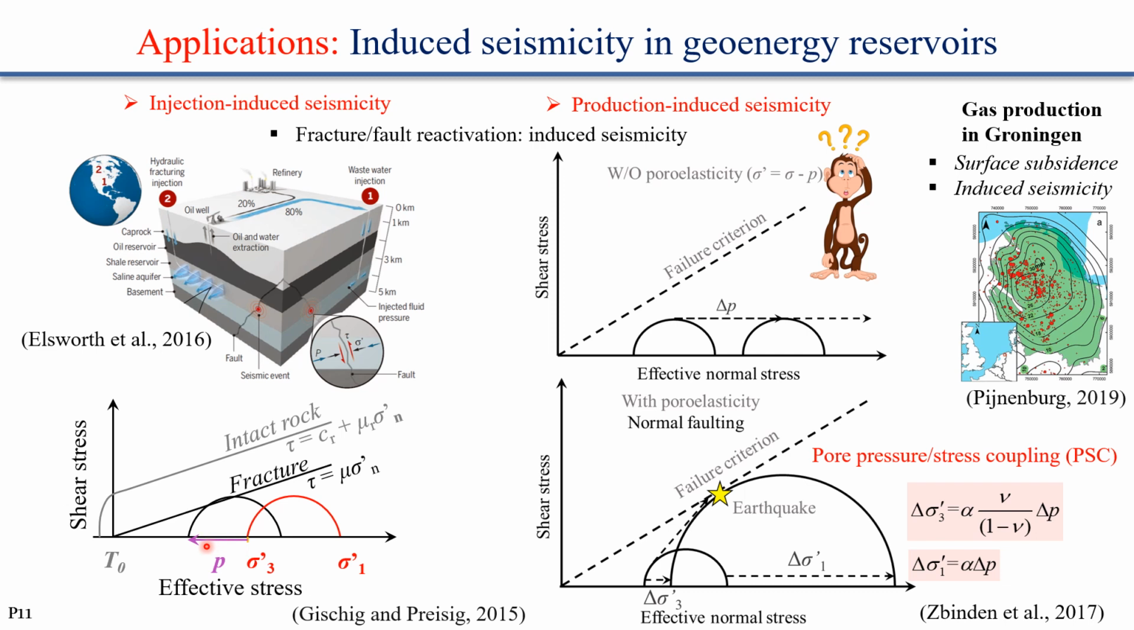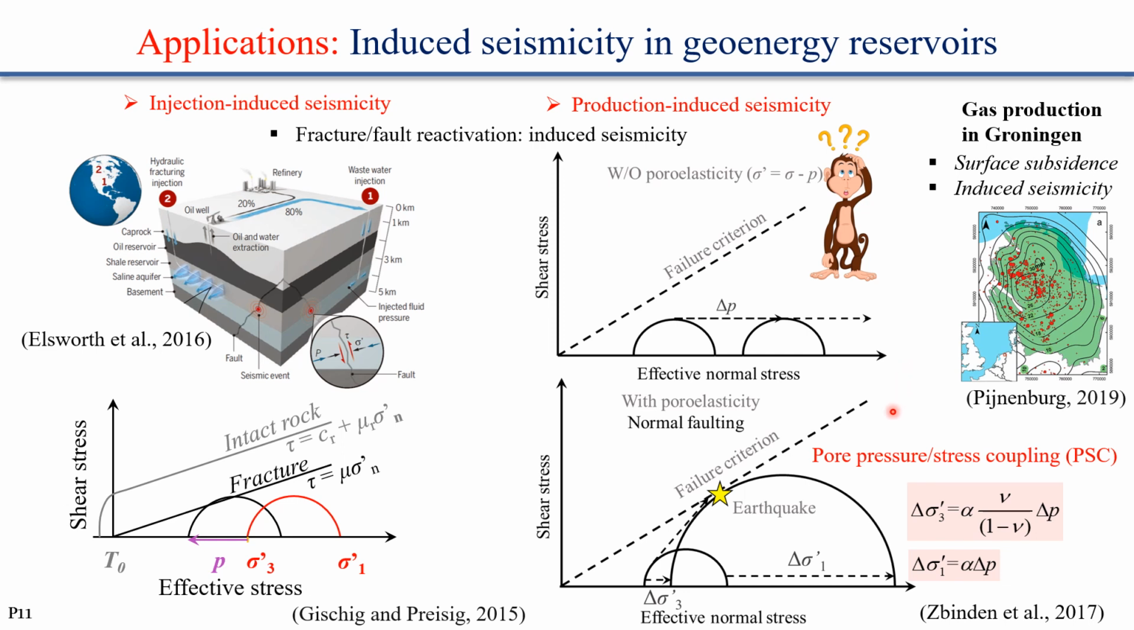That is, the increased pore pressure tends to move the Mohr circle close to or across this fracture or fault failure envelope, potentially resulting in injection-induced fault slip and seismicity. But when it comes to production-induced seismicity, the production will reduce the pore pressure and move the Mohr circle far away from the failure envelope, and there will be no earthquake. This is contrary to the observation in typical gas production fields, like in Groningen, the Netherlands. There are abundant induced seismic events with surface subsidence.